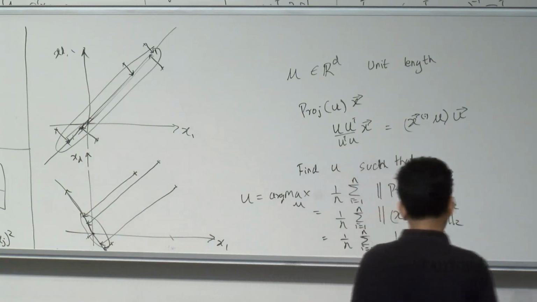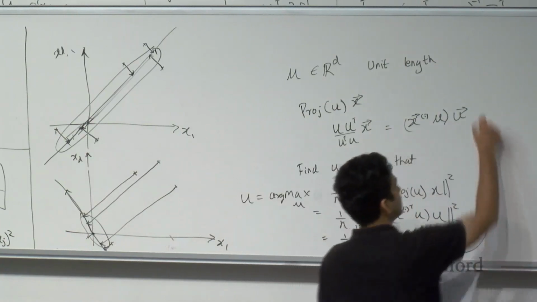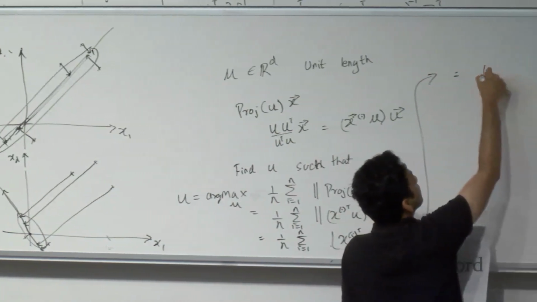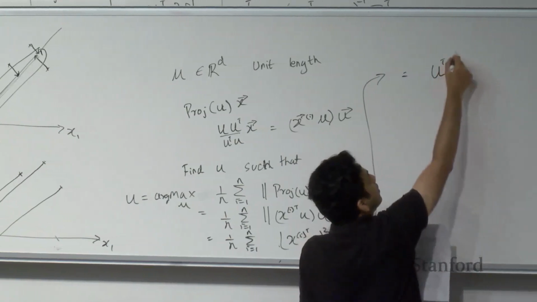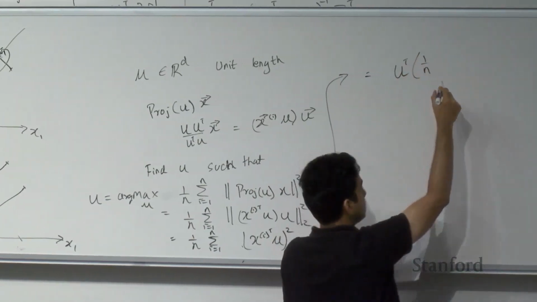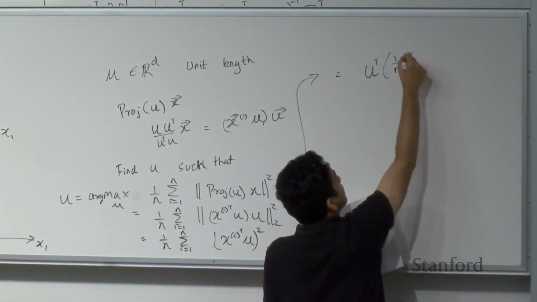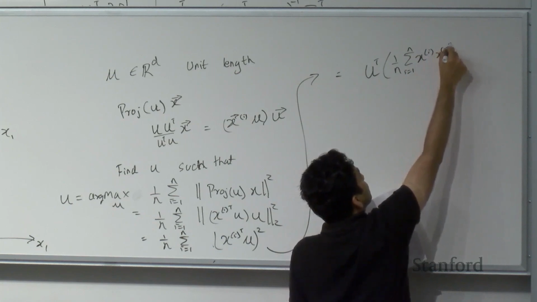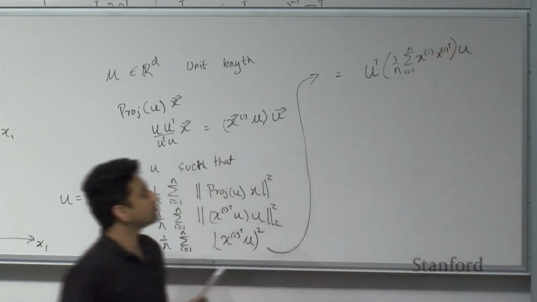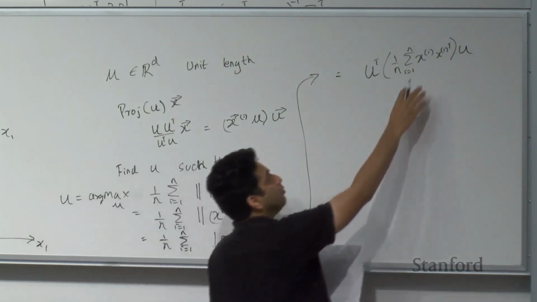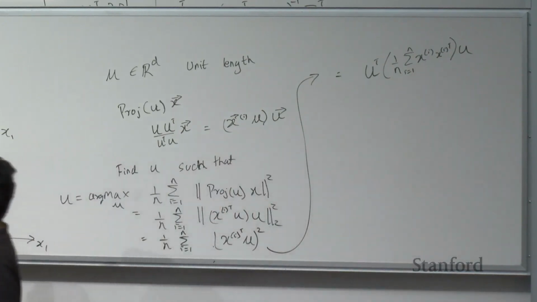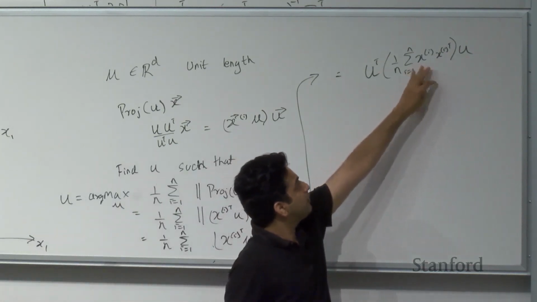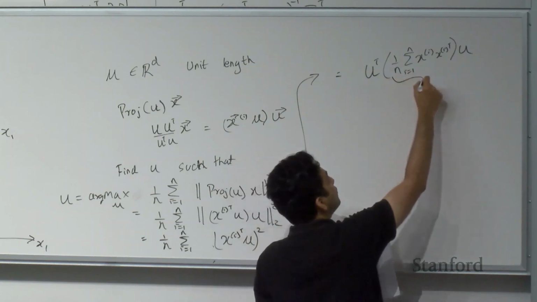And this we can now write as u transpose, 1 over n sum i equals 1 to n xi xi transpose, u. Because our x's were centered, this has mean 0, and therefore this entity over here is the sample covariance matrix.